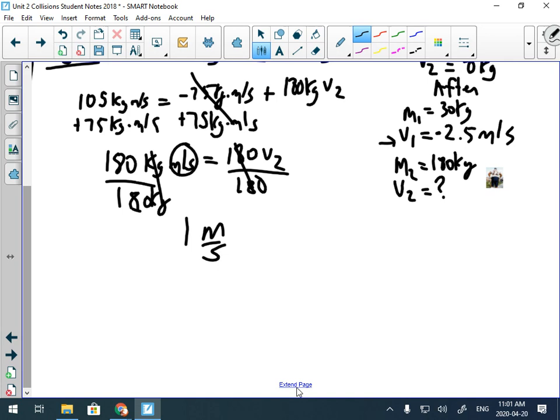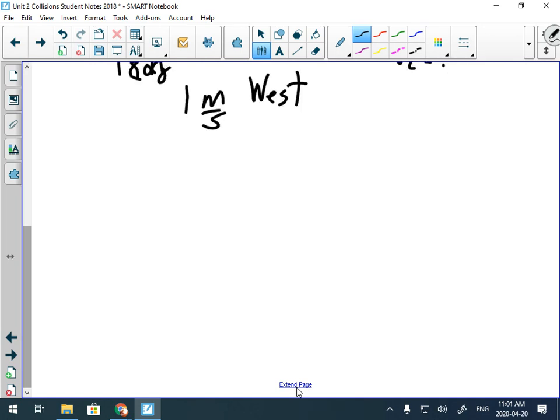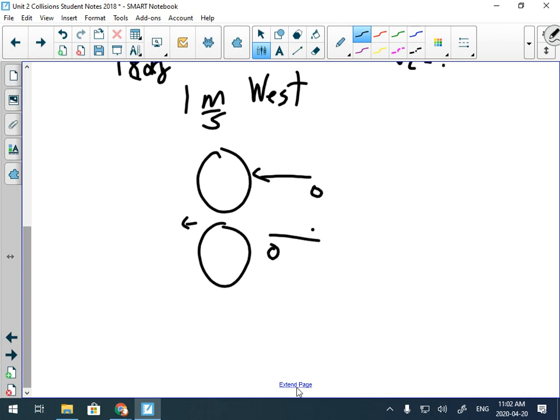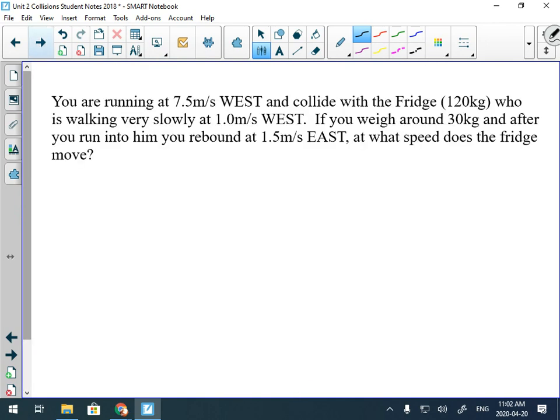And what direction is the fridge going? Well, he's going west because we said a positive value is west. So the story of this is we have a giant guy and a little person, and the little person is booking it at the big guy who's not looking anywhere and smashing into the big guy and kind of making them stumble forward while the little guy explodes backwards. Bad news bears. Okay, let's try another problem.